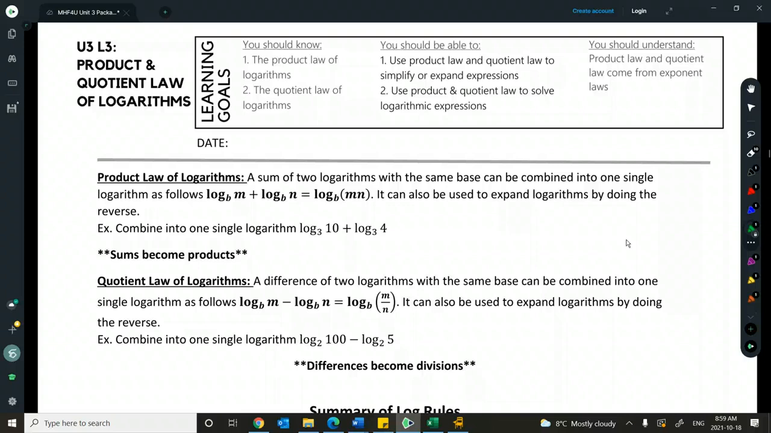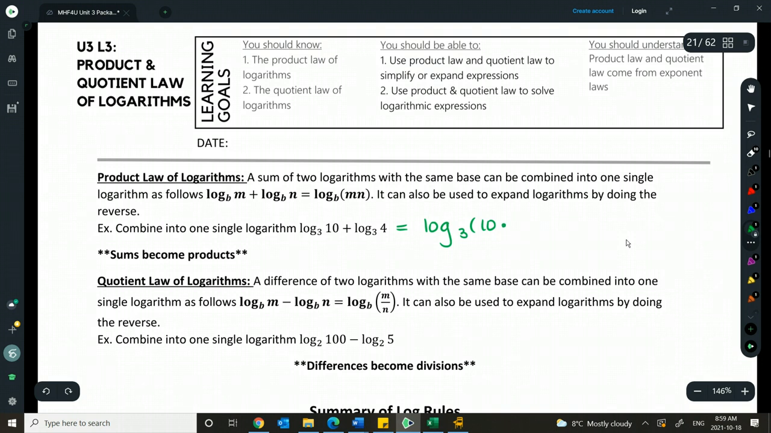Okay, so as an example, log base 3 of 10 plus log base 3 of 4, I can actually express this as log base 3 of 10 times 4. So I would just express this as log base 3 of 40. Okay, and that will actually give me the same answer as the sum of these two logarithms with the same base.